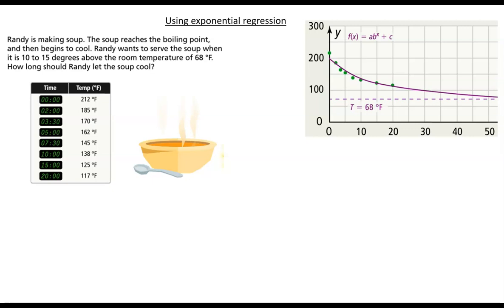And it's not going to get to 0 degrees. It's not going to freeze. It's going to get to room temperature. It's not going to get cooler than that. So 68 degrees becomes an asymptote for that graph. It gets closer and closer and closer to approaching 68 degrees, but it will never cross that point.